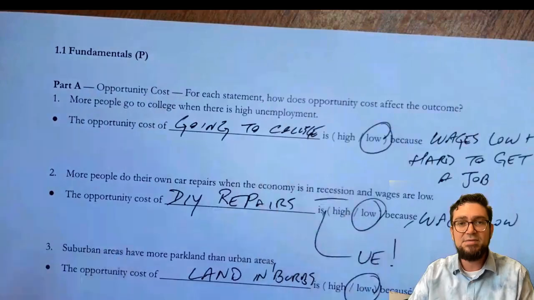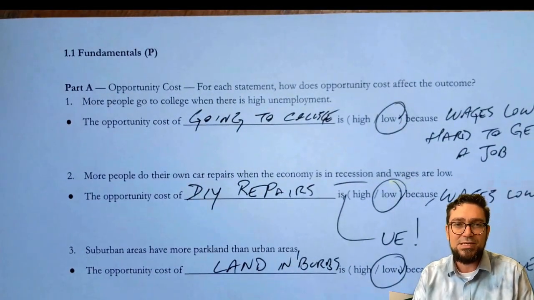So hopefully this helps you make a little bit of sense of micro versus macro, normative and positive, and the basic fundamentals of opportunity cost.